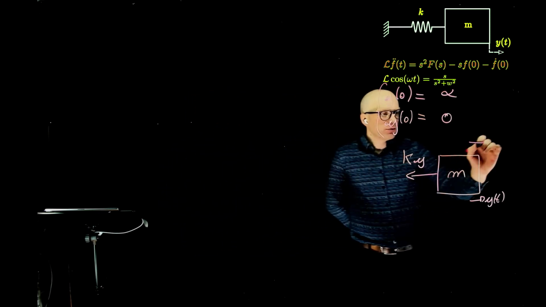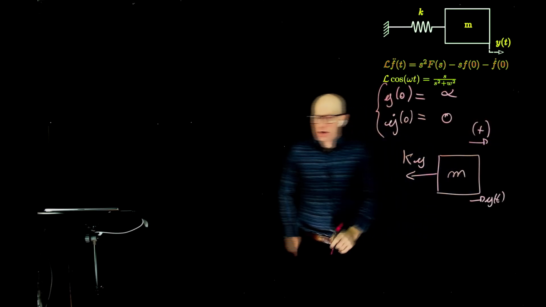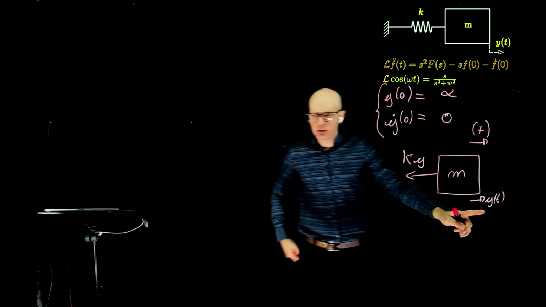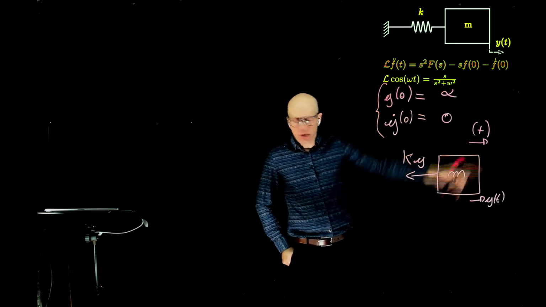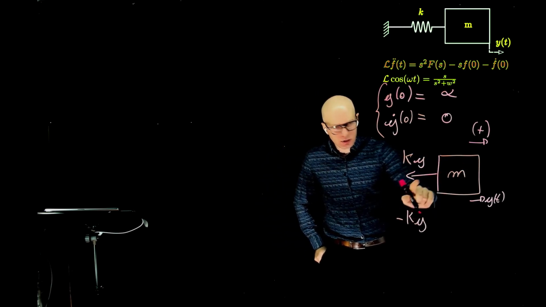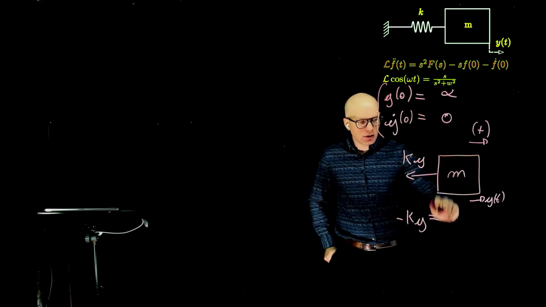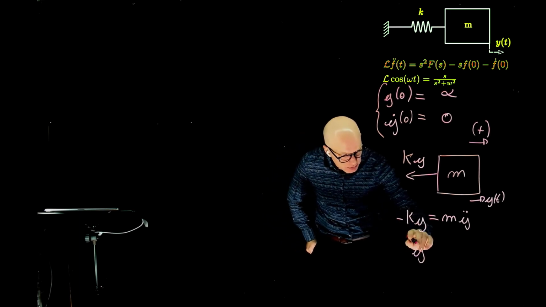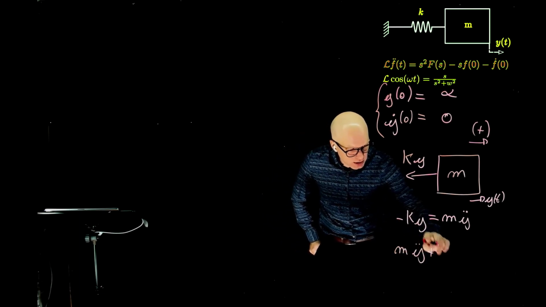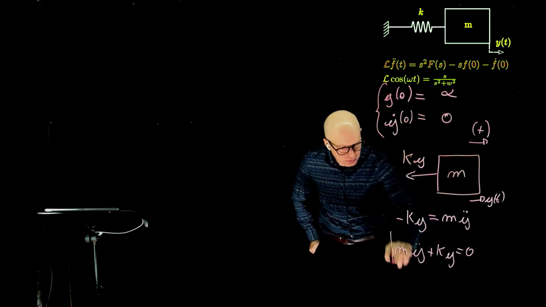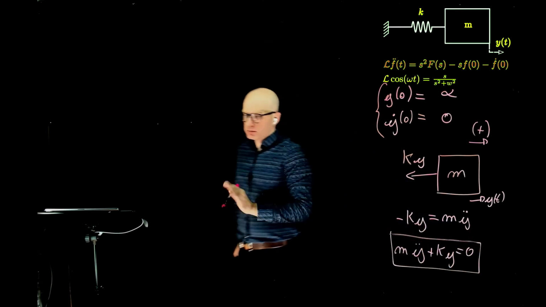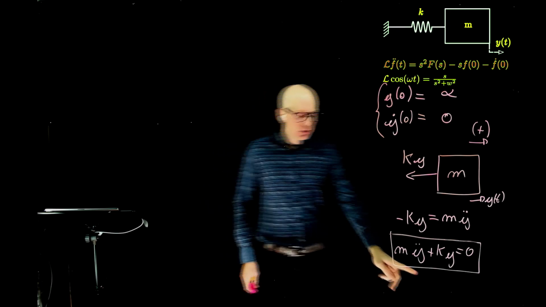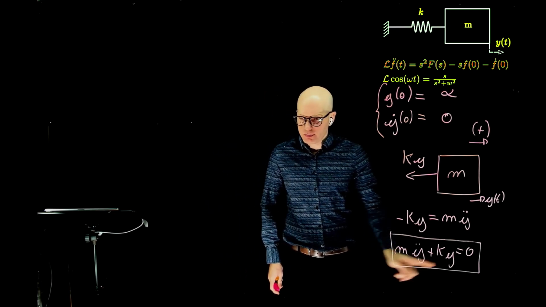So let's assume that stuff moving this way is positive. What is the equation of motion? Sum of all forces equals m y double dot, from lecture two. What do you have? Stuff moving that way is positive, so we have negative ky. This force is the only force, in fact. And this is equal to m y double dot. So our equation of motion is very simple: m y double dot plus ky is equal to zero.